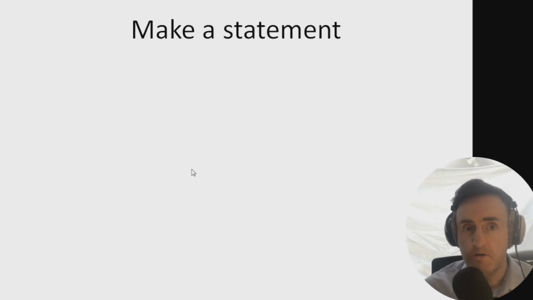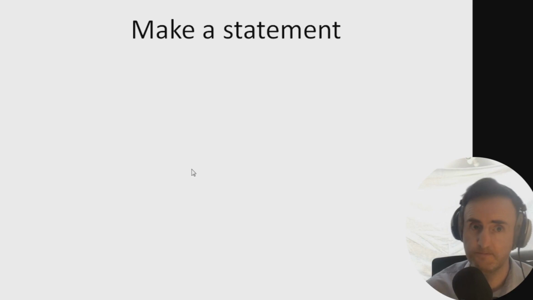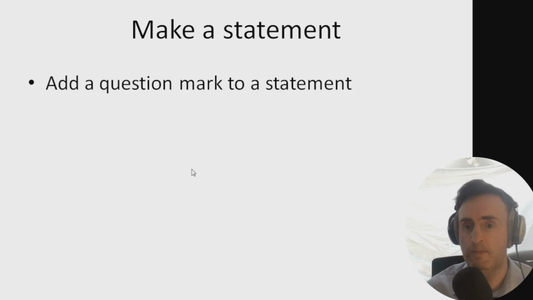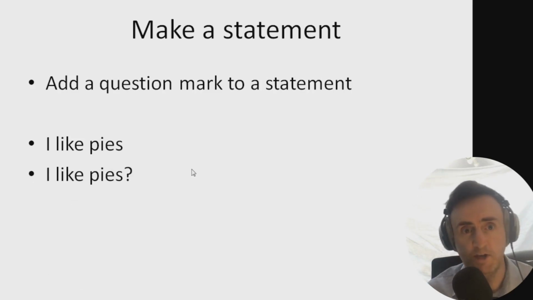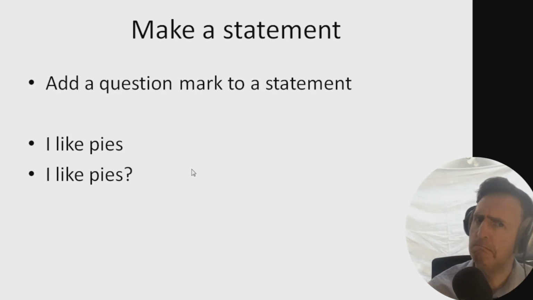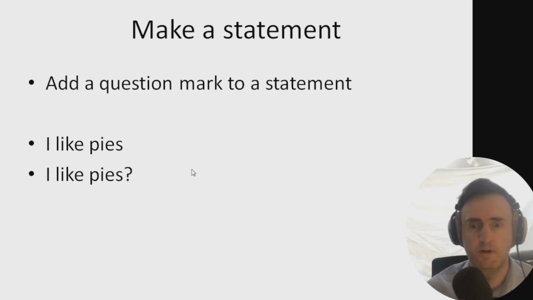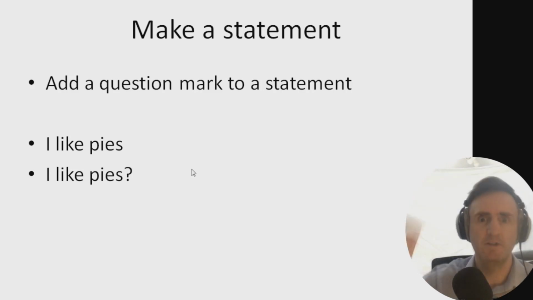Now, the first way you can ask a question is to simply make a statement. This will be where the intonation is quite important. So really, in written English, you just have to make your statement and add a question mark, sorry. So if I say, I like pies, that is a statement. If I put a question mark on the end, I like pies? It's not a question, I'm not too sure. And you would kind of say, I like pies? It kind of goes up at the end.